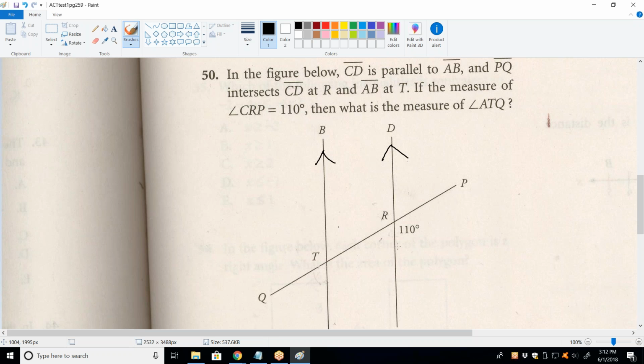If CRP is 110 degrees, that's that one, then what is the measure of ATQ? ATQ has to be that one right there. What is it? Yeah, shouldn't that be easy? 70? 70, exactly. That's the obtuse angle. That's the acute angle. That's all you have to know. So another example of, the last few are not always the hardest ones.